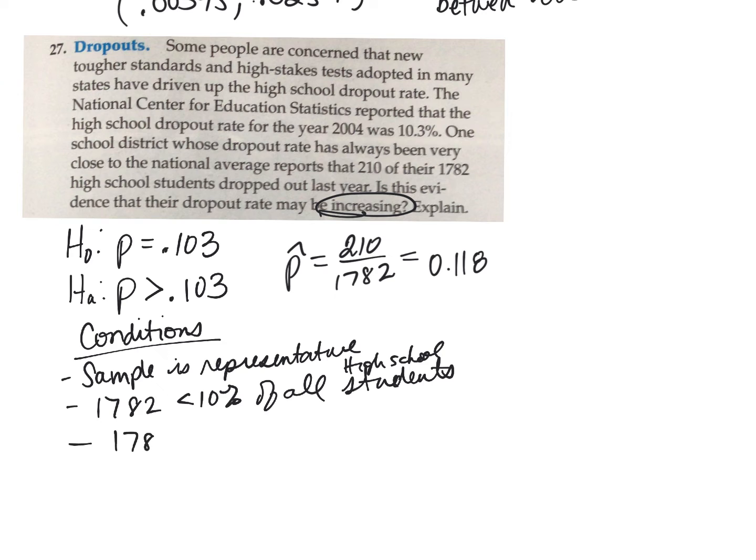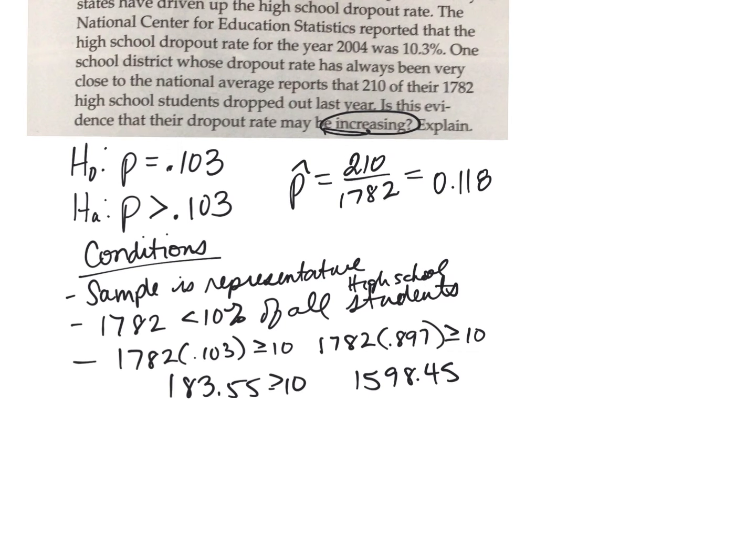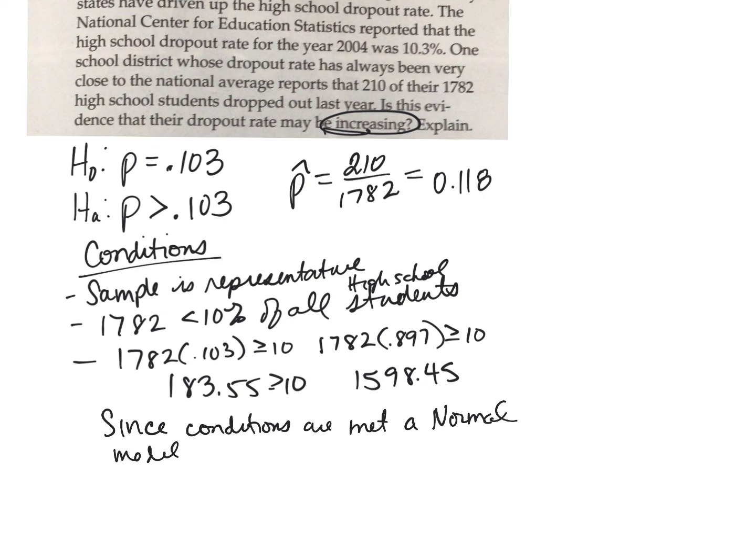And then 1782 times 0.103 is greater than or equal to 10, and 1782 times 0.897 is greater than or equal to 10. I have 183.55 and 1598.45. So since conditions are met, a normal model is appropriate. I will use a one proportion z-test.